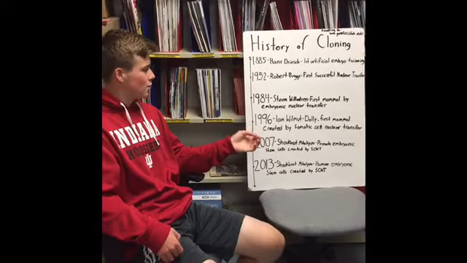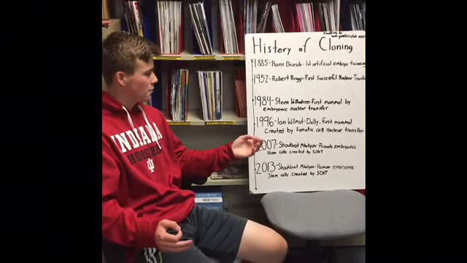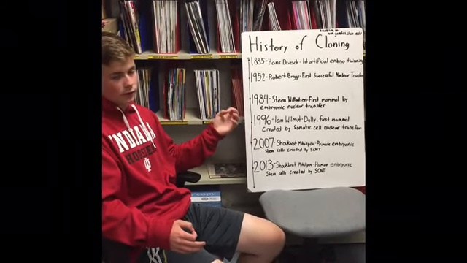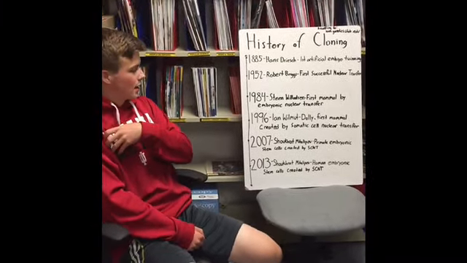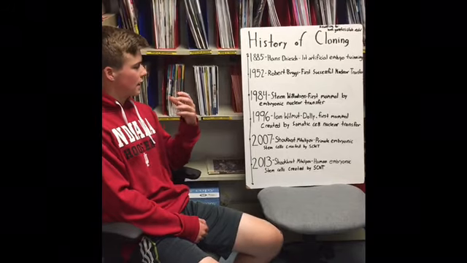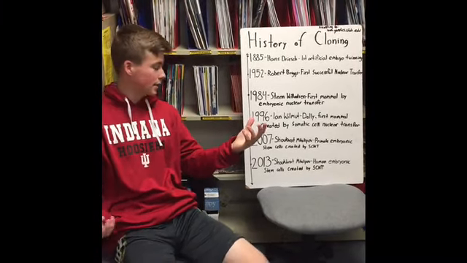In 1996, Ian Wilmot created Dolly, the first mammal created by somatic cell nuclear transfer, where you take a body, adult, somatic cell, and you put it in instead of having to use an embryonic cell.